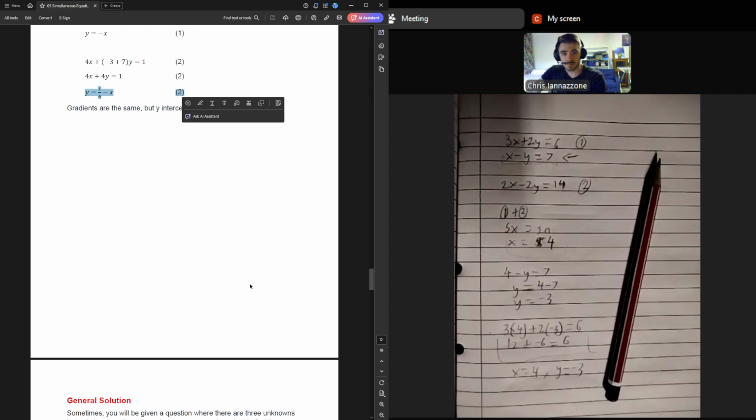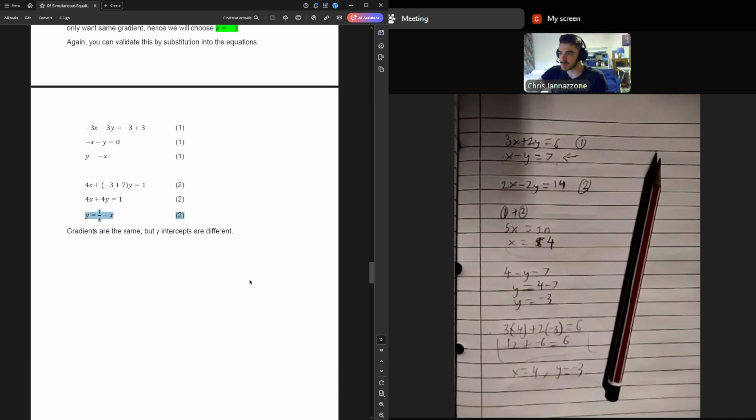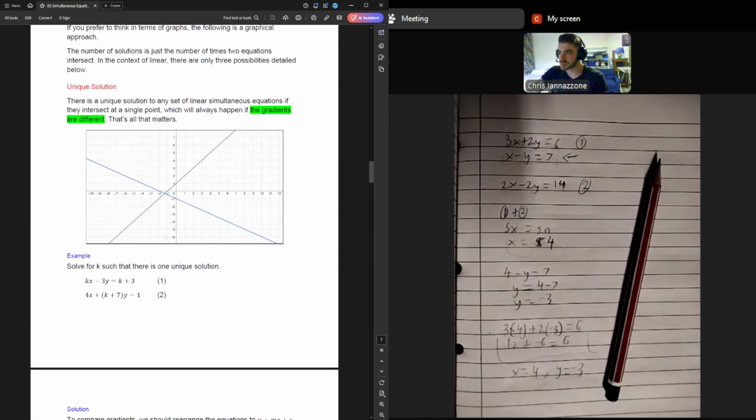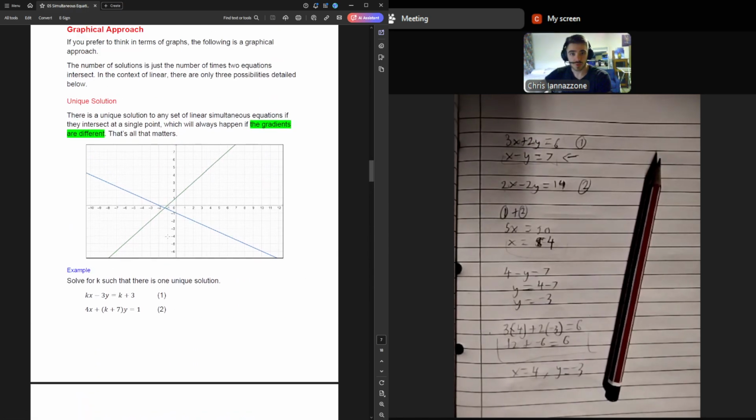That's it. That's pretty much how this all works. So if you're looking for no solutions, infinite solutions, or unique solutions, you do the exact same working out. All you do is check your answers at the end based on what criteria you need. So it's always rearrange to get y equals mx plus c, and then you compare gradients, you compare y-intercepts, and you see, what do I want? Do I want them to be the same? Do I want them to be different? That's fundamentally it.